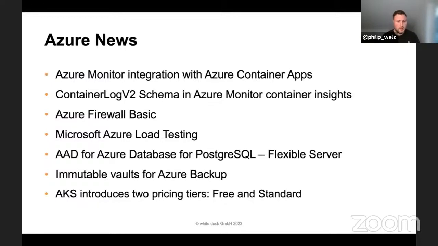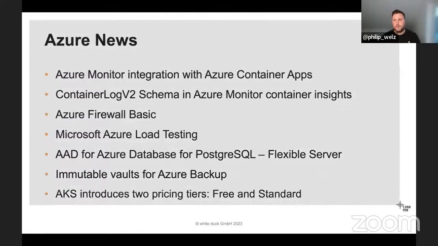For the Azure Kubernetes Service, we now have the Container Log V2 schema in Azure Monitor available. This schema also supports the new basic log schema, which is a more cost-efficient way of storing logs. When you have an Azure Kubernetes Service, you know that what is mostly expensive are the logs. With this new Log V2 schema, there are some improvements to make cost savings. You have a single table, so you don't have to do cross joins with all the tables from the container logs. Please check it out. Maybe we can make a blog post about it.